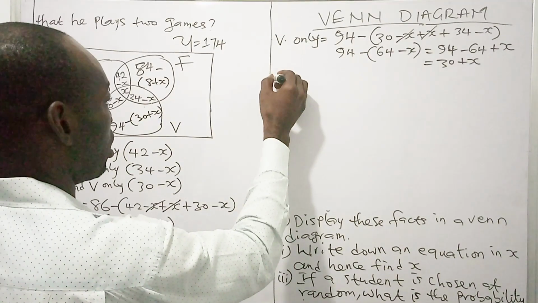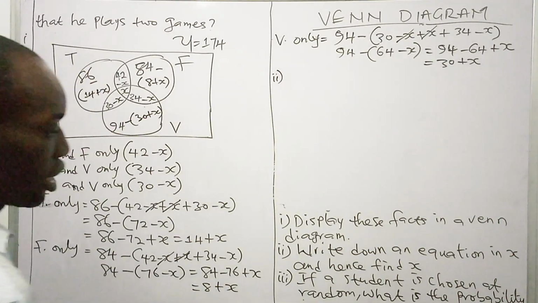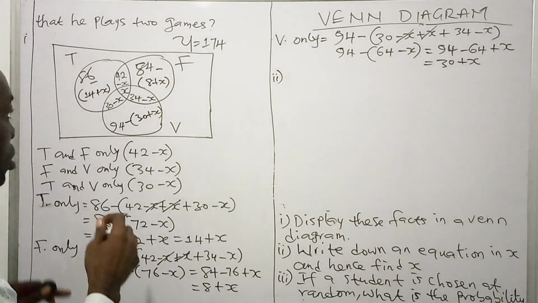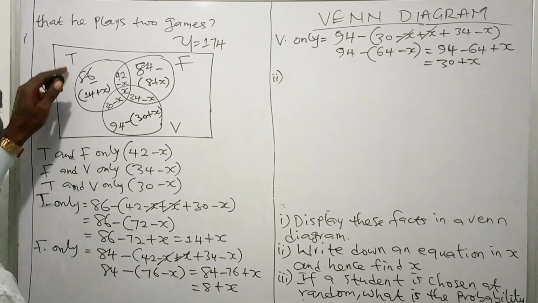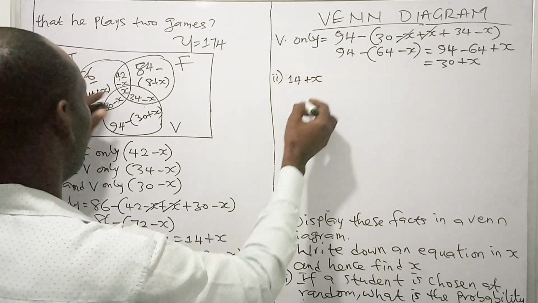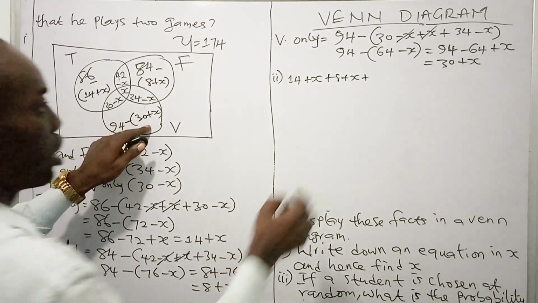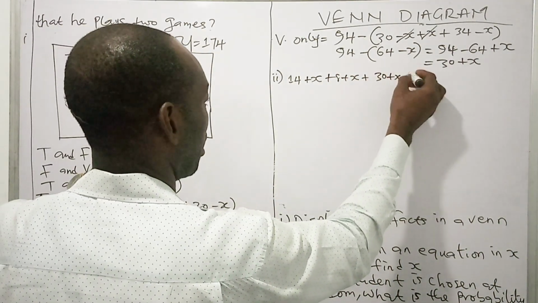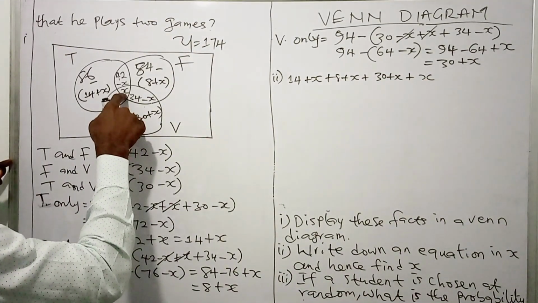Then going to the second question, Roman figure 2, we are asked to write down an equation in x and hence find the value of x. To put an equation in x simply means we add all of this and equate it to the universal set, which is 174. So for tennis only, we have 14 plus x. For this only, we have 8 plus x. For this only, we have 30 plus x. Then we add the x that indicates those who play the 3 games.